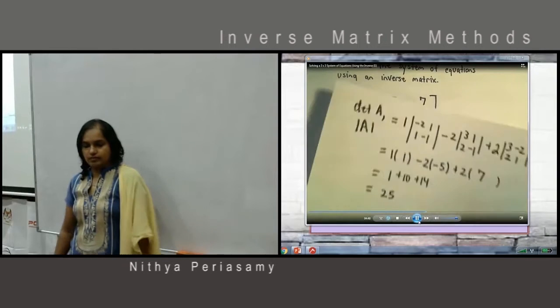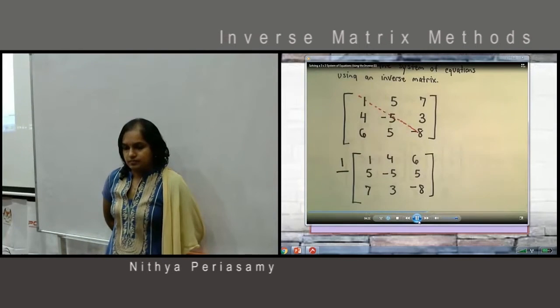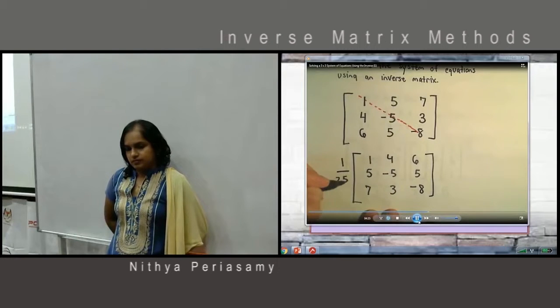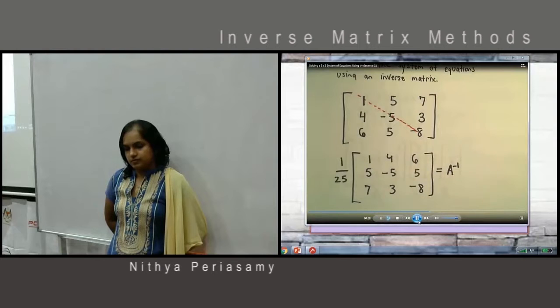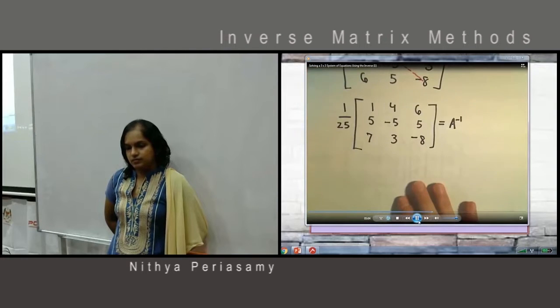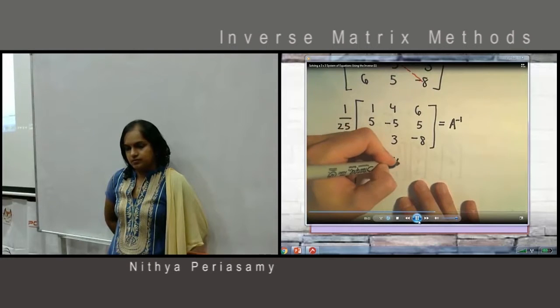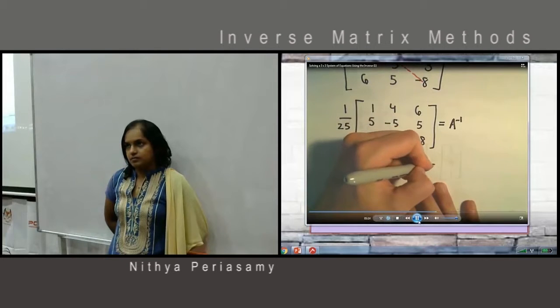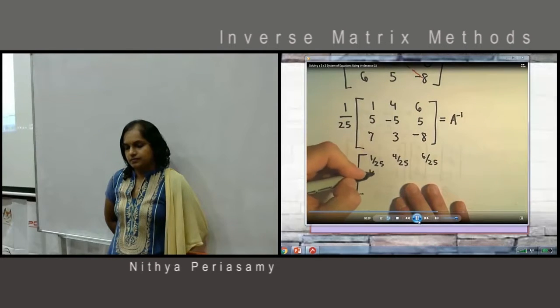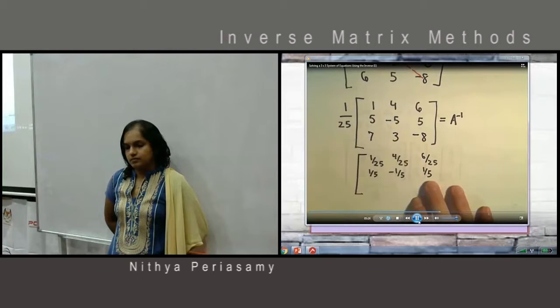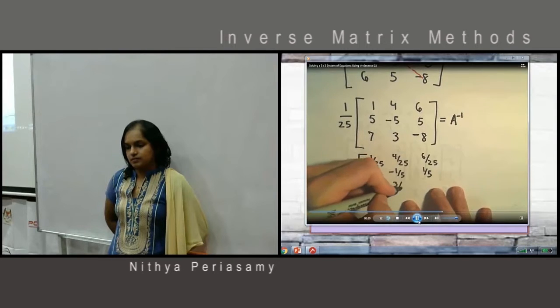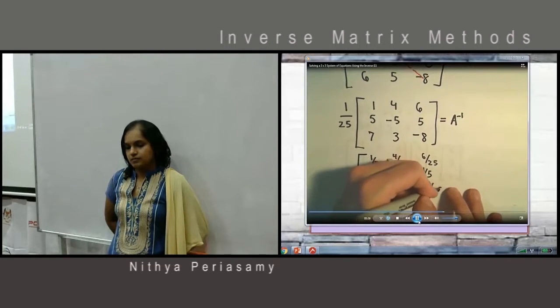1 over the determinant. But we said the determinant was the value 25. So we'll get 1 over 25. This is now going to be our inverse matrix. Okay, we could always multiply all the entries by 1 over 25. So we get 1 over 25, 4 over 25, 6 over 25. We would get 5 over 25, which would be 1/5. Looks like we would get -1/5 for our next entry, +1/5 for our third entry there in the second row. Then we would have 7 over 25, 3 over 25, and also -8 over 25.